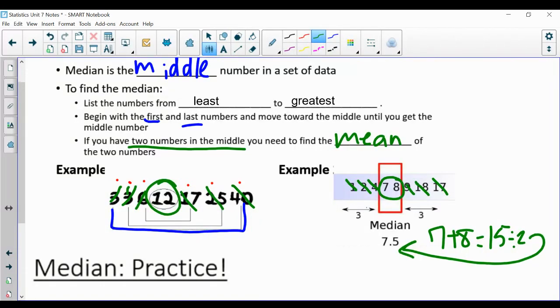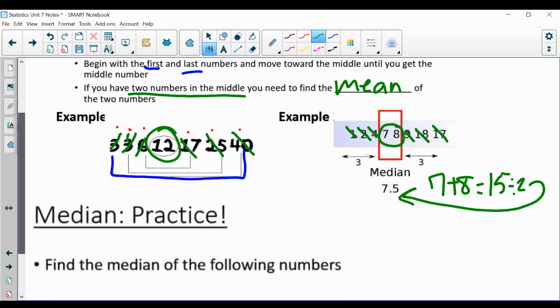You can also just use your knowledge. What is in between 7 and 8? Well, 7.5 is the middle of 7 and 8. If those two numbers just happen to be 7 and 9, well, what's in between 7 and 9? 8 is in between them. So 8 would be my median at that point. So sometimes you can use common sense, but other times you'll definitely want to use the mean to find out what your middle number truly is. But that's only if you have two medians. If you have one, it's a done deal.